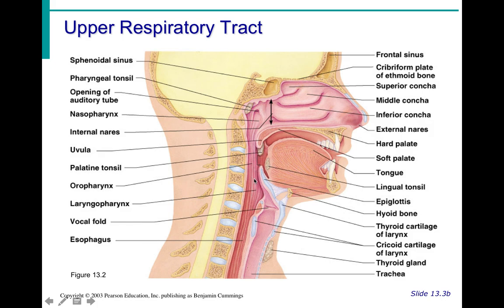and the laryngopharynx is back here right before you actually hit the vocal cords. So you have the esophagus here. Epiglottis is going to be right here before you start.